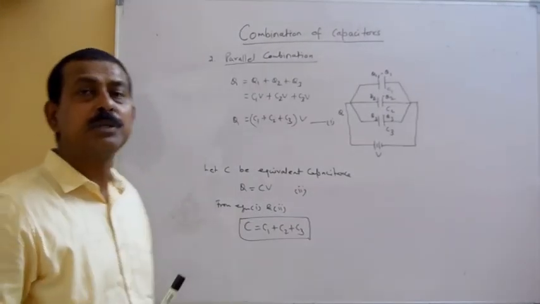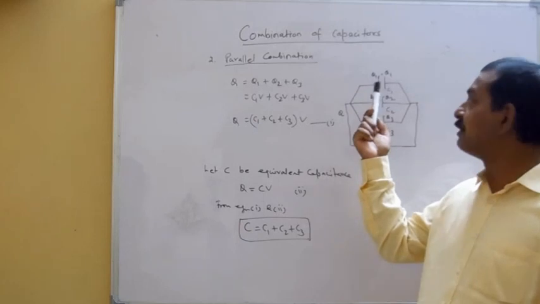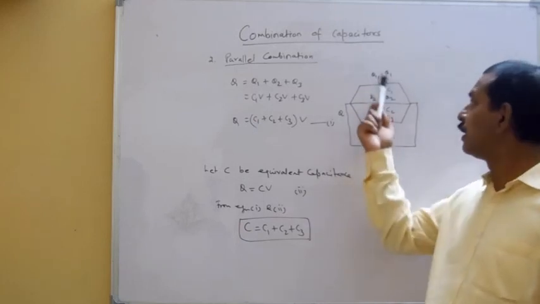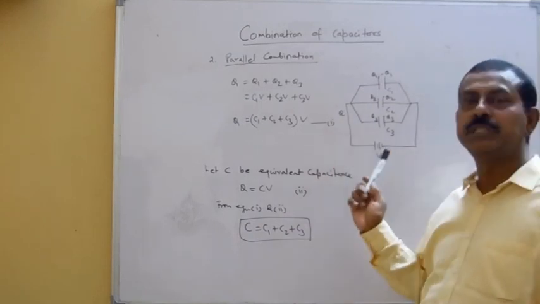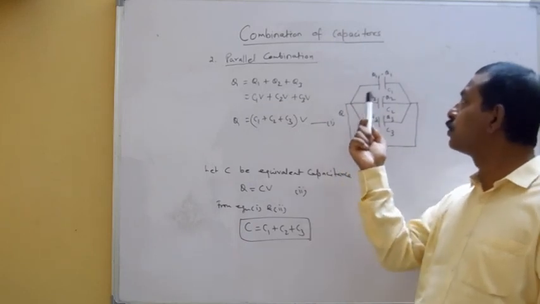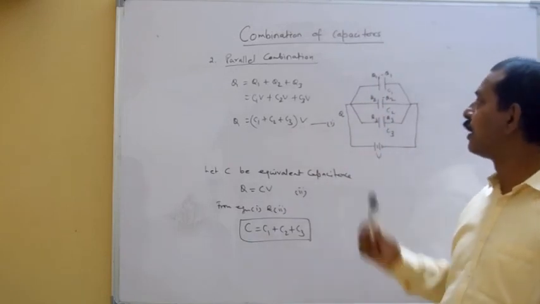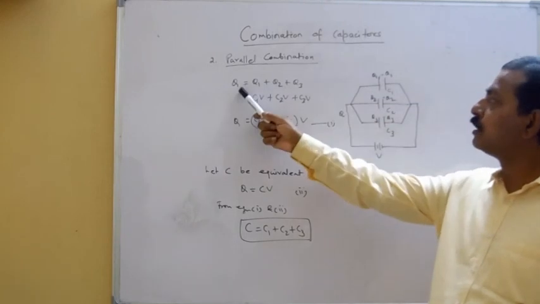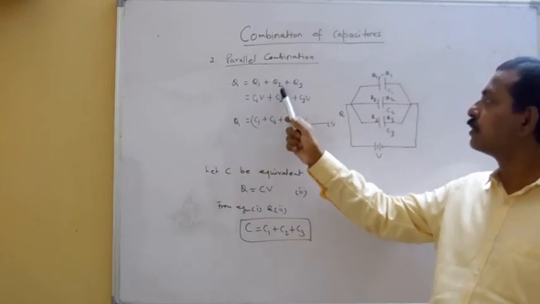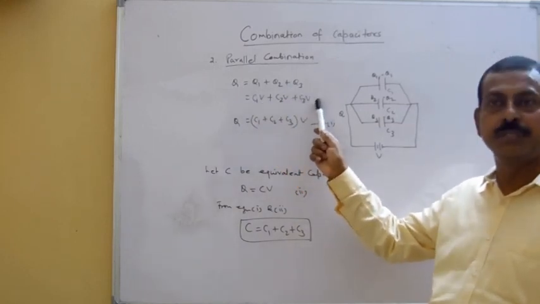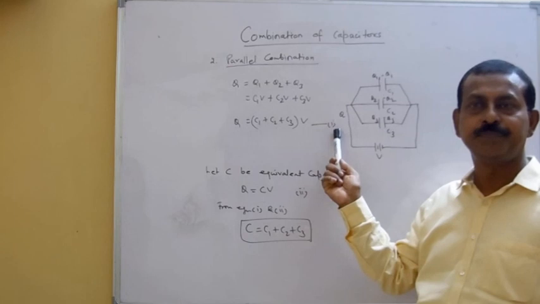Now let's take the parallel combination. Here we have taken three capacitors having capacitances C1, C2, C3 connected in parallel across a potential difference V. Suppose Q is the charge drawn from the source, and Q1, Q2, Q3 are the charges on the individual capacitors respectively. So obviously we can write Q equals Q1 plus Q2 plus Q3, and Q1 can be written as C1V, Q2 as C2V, similarly Q3 as C3V. So Q equals (C1 plus C2 plus C3) V. Let it be equation 1.